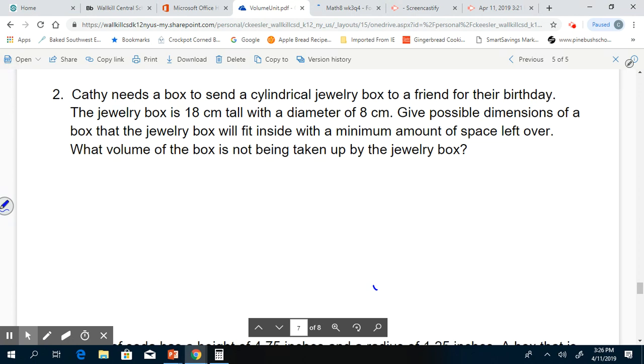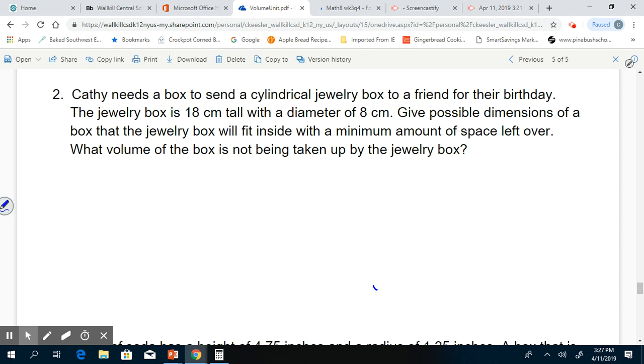So now we have Kathy needs a box to send a cylindrical jewelry box to a friend for her birthday. The jewelry box is 18 centimeters tall with a diameter of 8 centimeters. Give possible dimensions of a box that the jewelry box will fit inside with a minimum amount of space left over. What volume of the box is not taken up by the jewelry box?